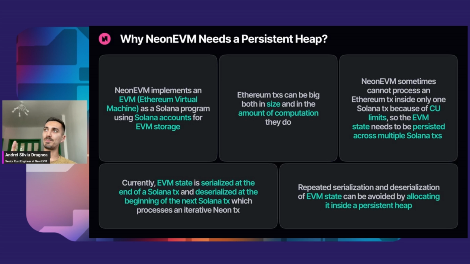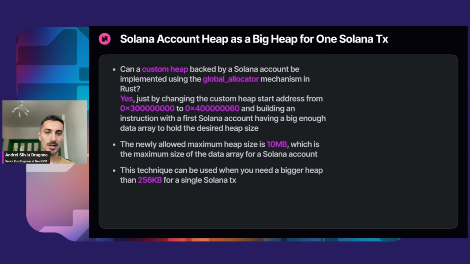So basically, in our Solana program, we waste a significant part of our compute units just trying to reinitialize the state of the EVM from a previous iteration instead of actually running EVM bytecode. So how can we avoid this repeated serialization and deserialization? Well, by allocating the EVM state inside a persistent heap across transactions. And let's see what we can do about it.